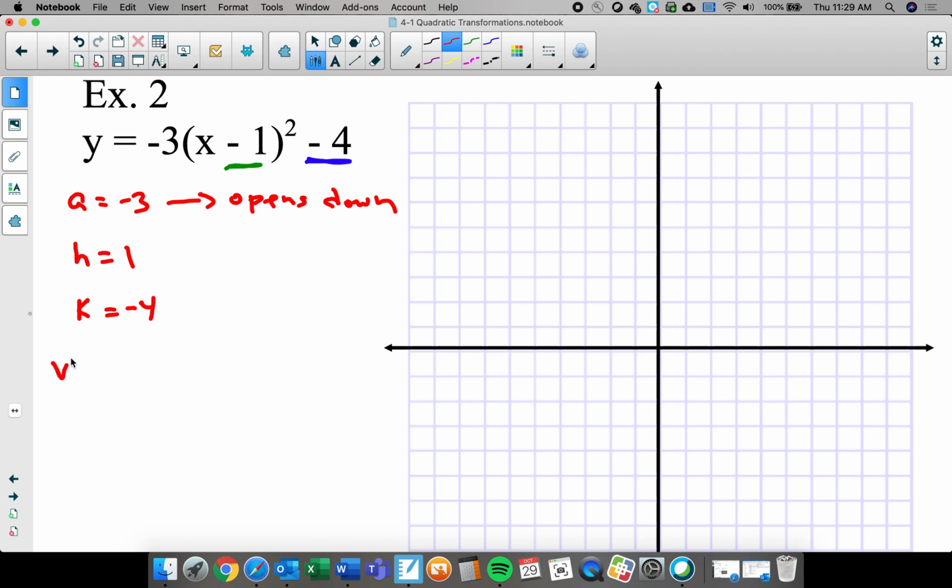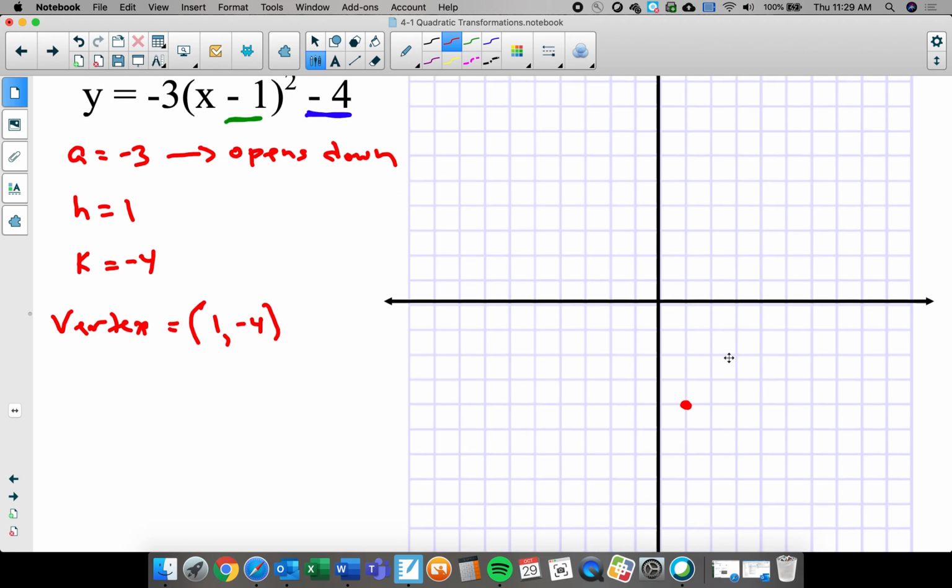So that means the vertex of this parabola is located at (1, -4). And those are also our vertical and horizontal shifts of our parent function. So if we take a look, I'm going to plot that point first. We go over 1, down 4, which means there's my vertex.